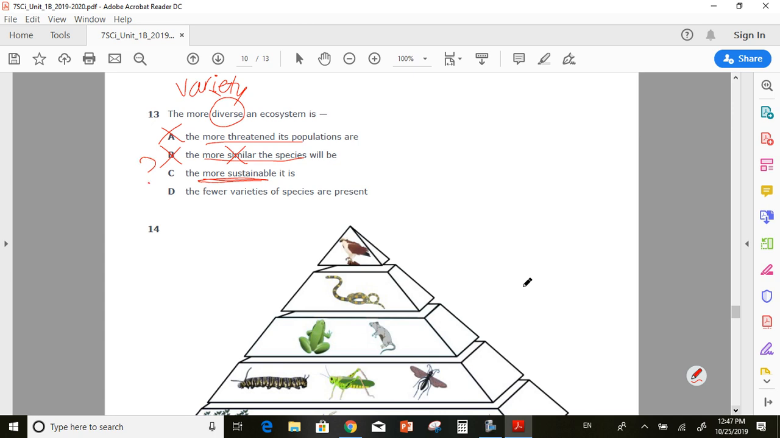So I'm going to put a question mark. D says there's fewer variety. I just said there's more variety. So D is not your answer. C is your best choice.